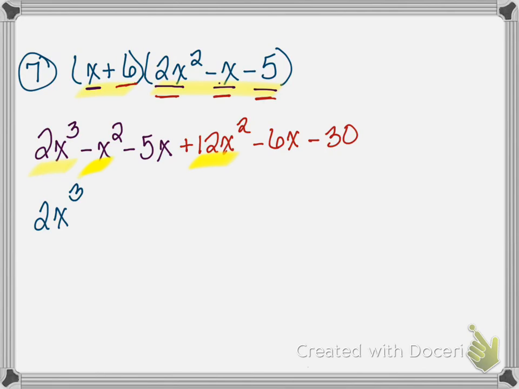So that is going to be positive 11x squared. Okay, then I have negative 5x and negative 6x. So that is negative 11x. And then I am left with negative 30. And that is number 7.